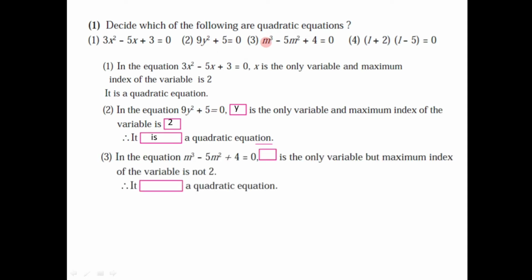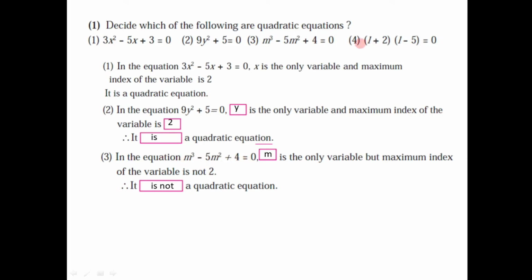Let us have the next equation. m³ - 5m² + 4 = 0. Now for this equation, the variable involved is m. So m is the only variable, so the first condition to be a quadratic equation is satisfied over here. But here the maximum index of the variable is not 2, because the maximum index is 3 here. So the second condition is not satisfied. That's why the given equation is not a quadratic equation, as the maximum index is 3. It must be 2, then only can we say the equation is a quadratic equation.